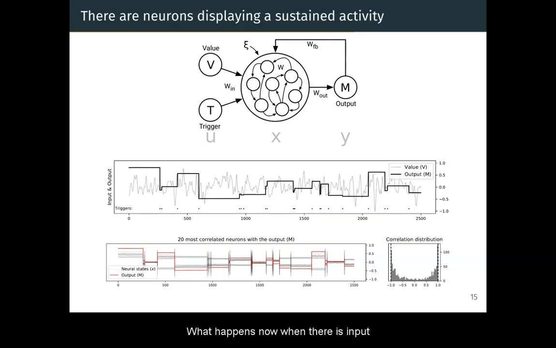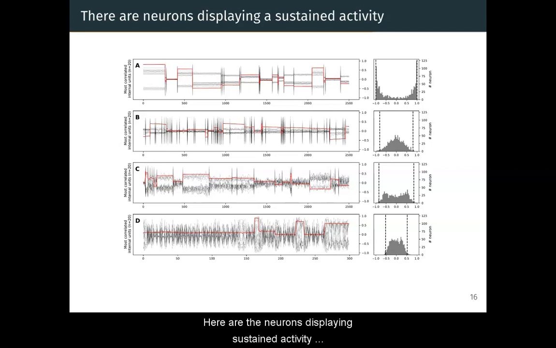What happens now when there is input? On the bottom plot, we show the behavior of particular neurons. Neurons that display a sustained activity that is correlated to the output. To identify these neurons, we select the 20 most correlated neurons with the output. Here are the neurons displaying sustained activity in the variants of the gating task. In A, for the simplest task, we see that many neurons display this sustained activity. However, in B, C, and D, we see that there are fewer or even no neurons with this sustained activity.